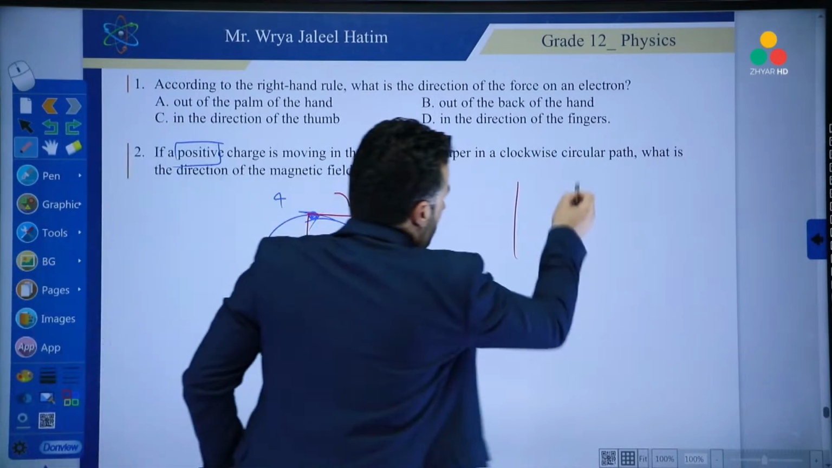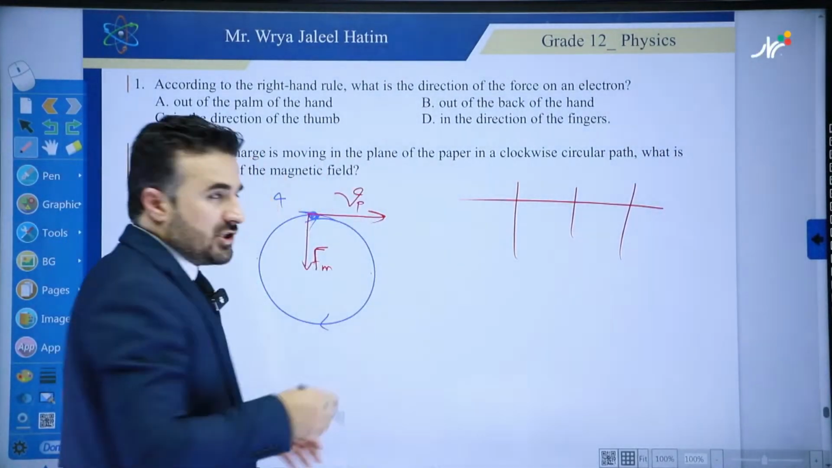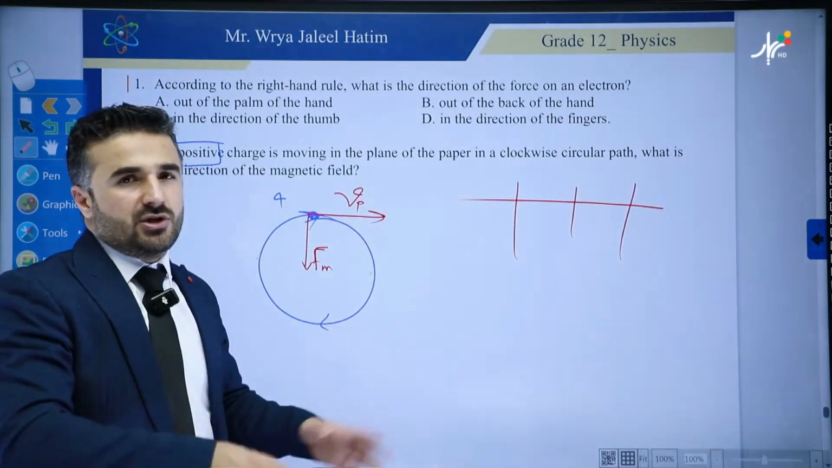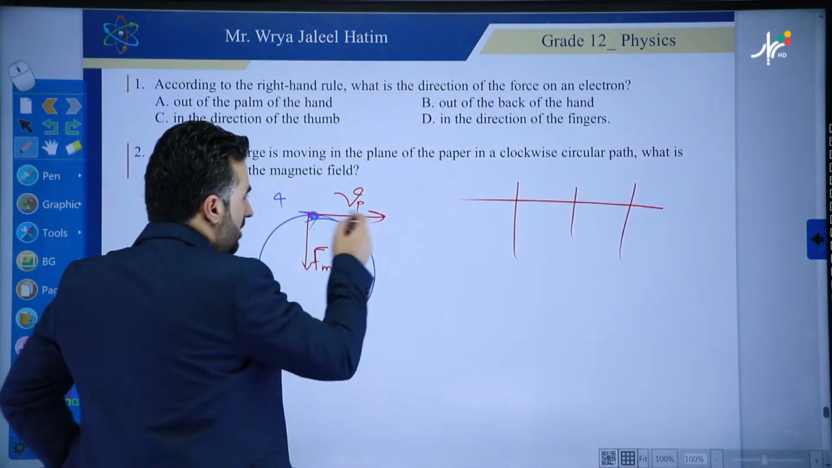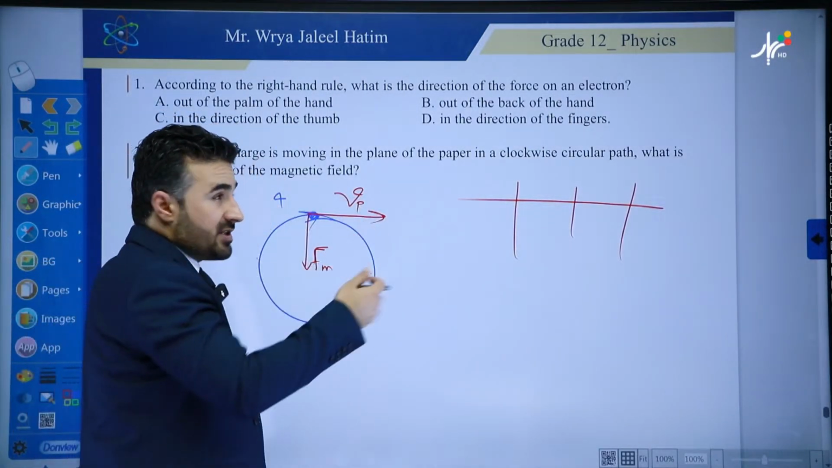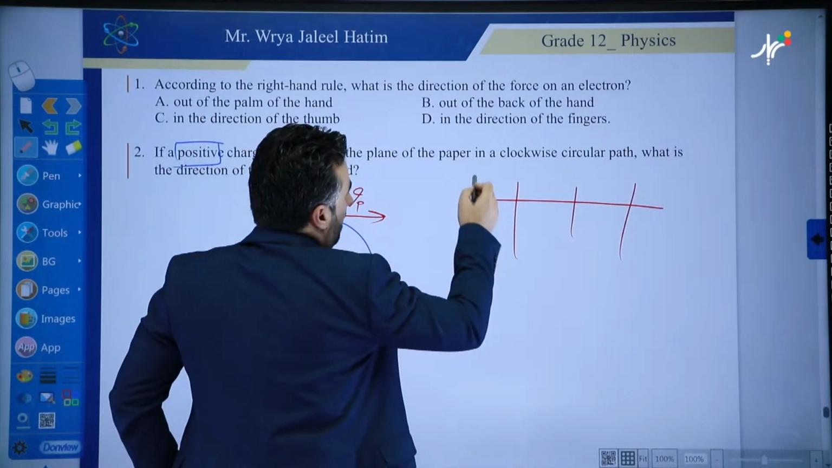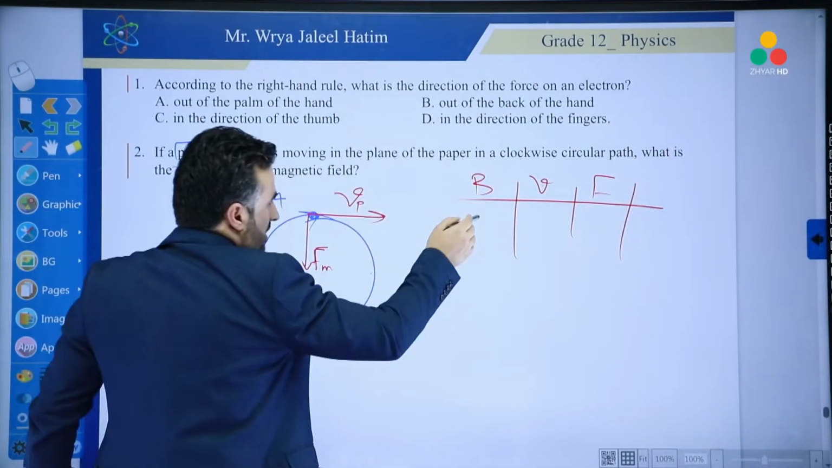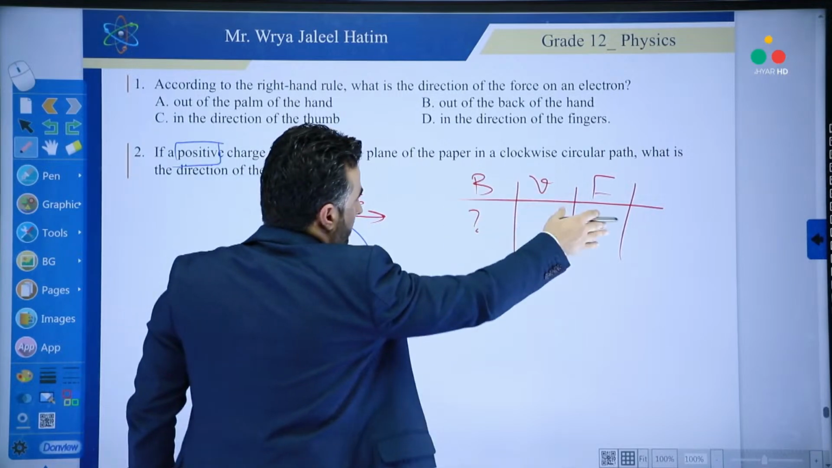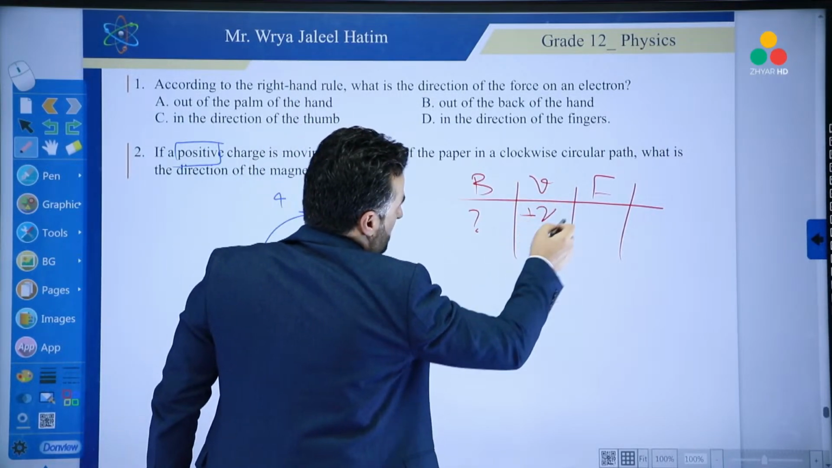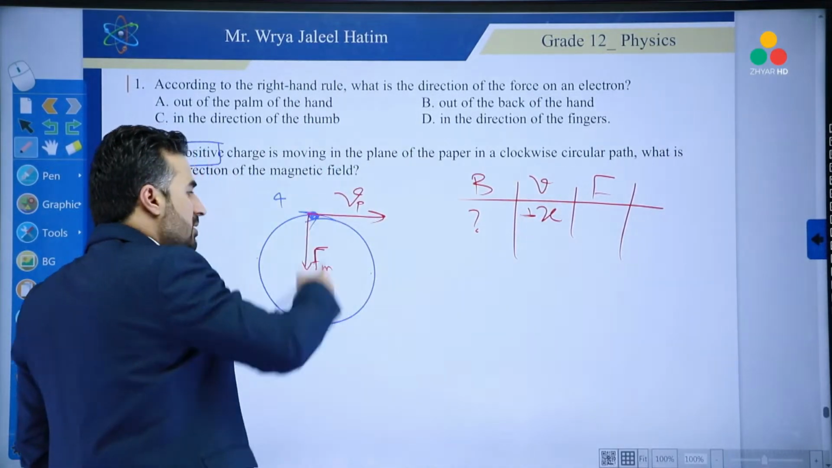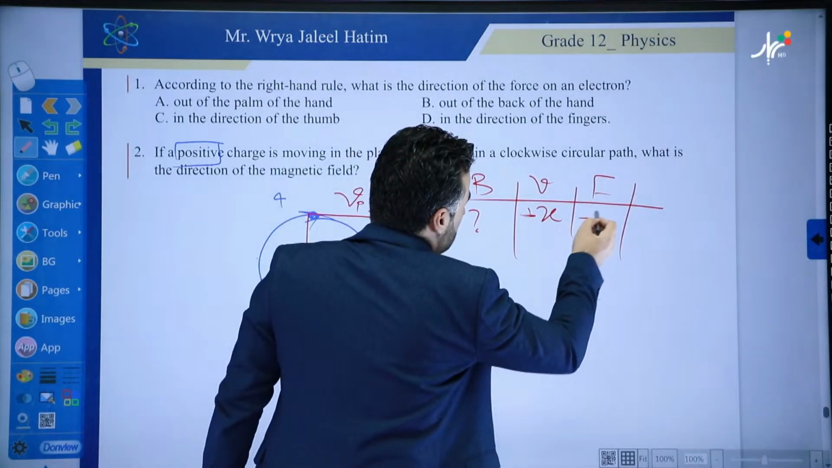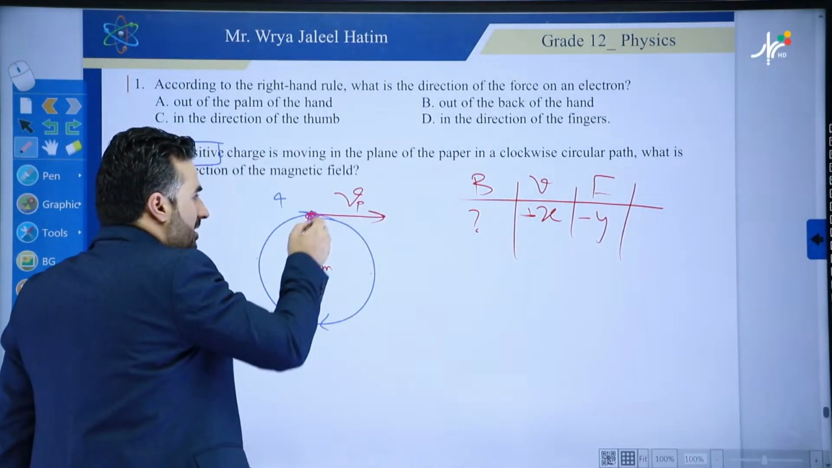You can either use the table first, and then use the right-hand rule. If not, you could just use the right-hand rule, and that'll be fine. So let's use the table here. If we use the coordinates, that is basically B, V, and then the magnetic force. This one we don't know. The direction of the motion is towards positive x. The direction of the force, we can say, is negative y at this point. We're talking about this point here.